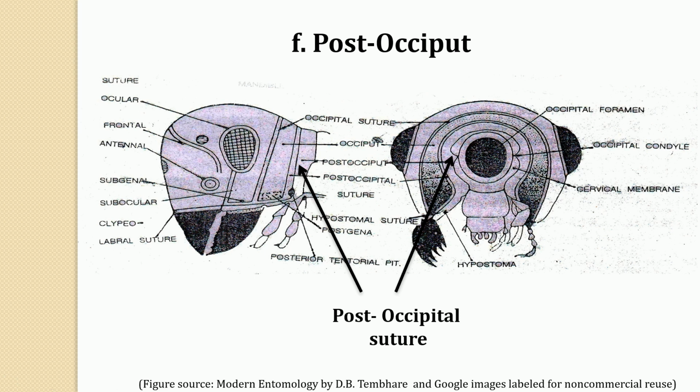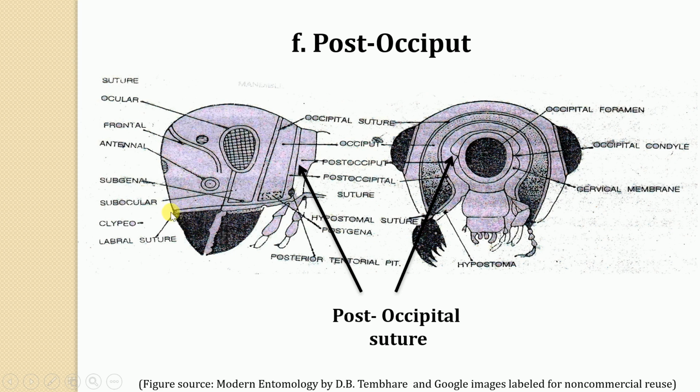The post-occiput is marked off from the occiput by a transverse post-occipital suture. Now this post-occipital suture is the demarcating boundary between the occiput and post-occiput, but in some insects, when the post-occipital suture is absent or remains obscure or indistinct, you have to see the position of the posterior temporal pits, as these posterior temporal pits always lie on the post-occipital suture. Meaning in some insects, when this suture is absent, you have to see the position of the posterior temporal pit, which is the demarcating boundary between the occiput and the post-occiput.